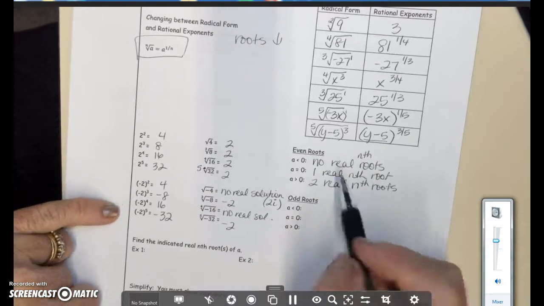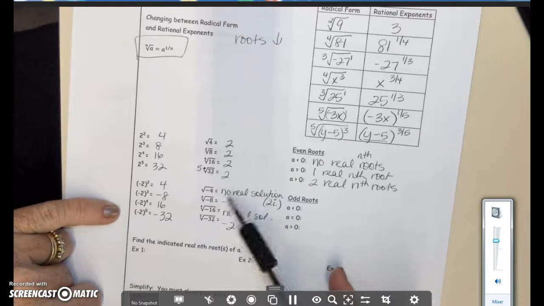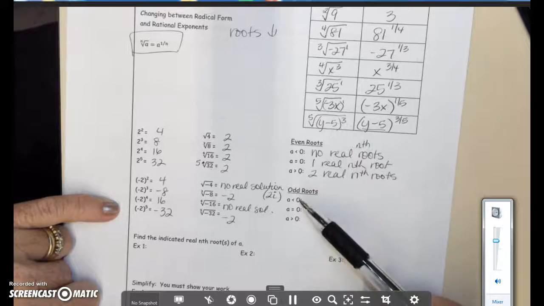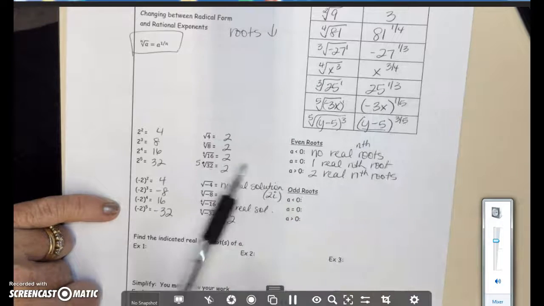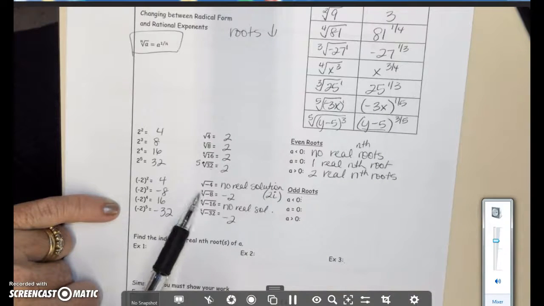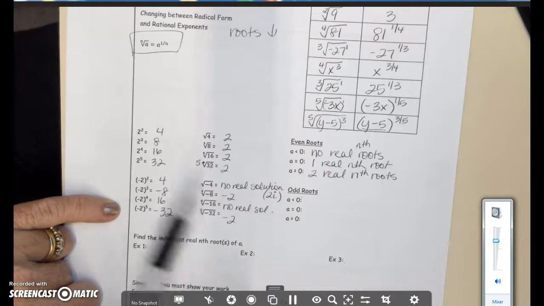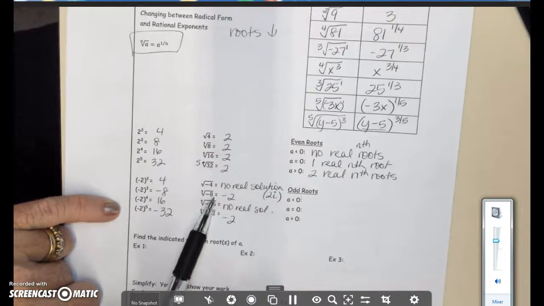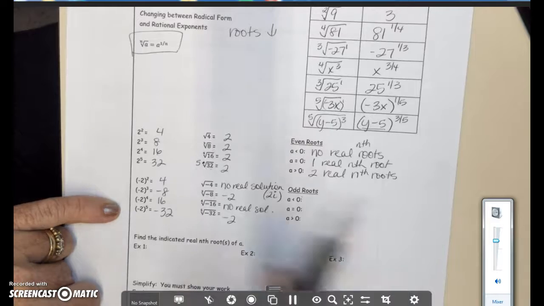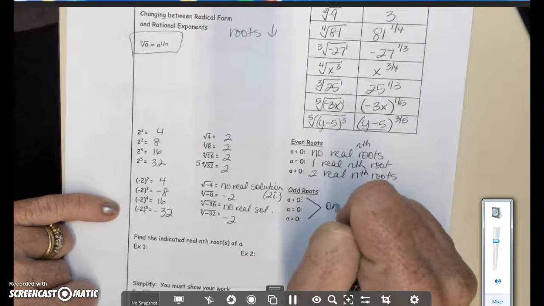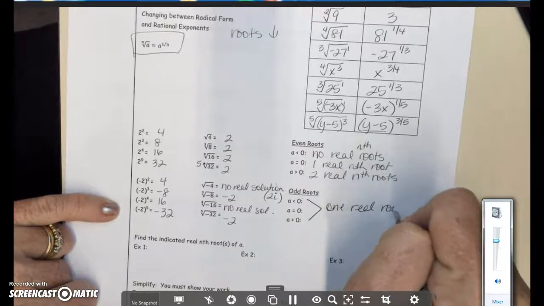Okay? Odd roots are kind of different, because no matter what the number is, whether that number is negative, 0, or positive, you can always take a root of it. We're talking odd roots, so let's say the 3rd root of negative 8. Well, we can do that, because negative 2 times negative 2 times negative 2 gives us negative 8. I can clearly take the 3rd root of 0, and I can take the 3rd root of positive 8. So no matter what that value is, I can always take an odd root of it, and it will always have 1 real root.